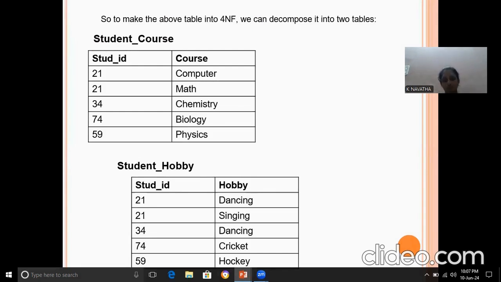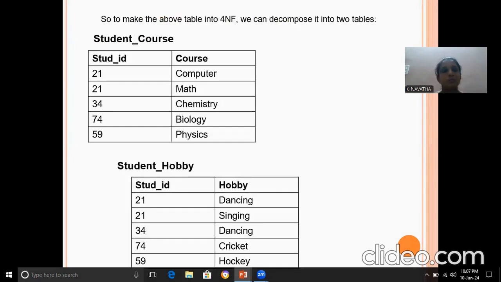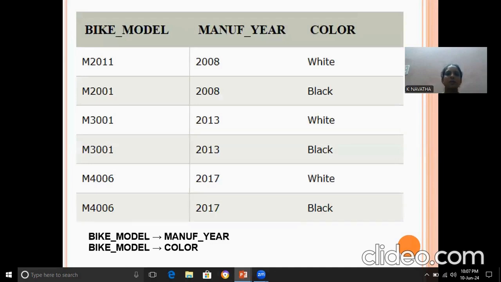Student course and student hobby. Now these are the two tables which we divided from the previous table, that is student ID, course, hobby. These are the tables. Next is an example.